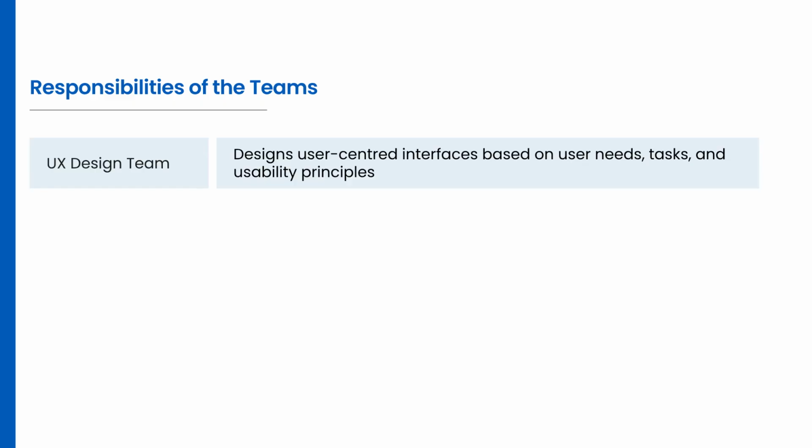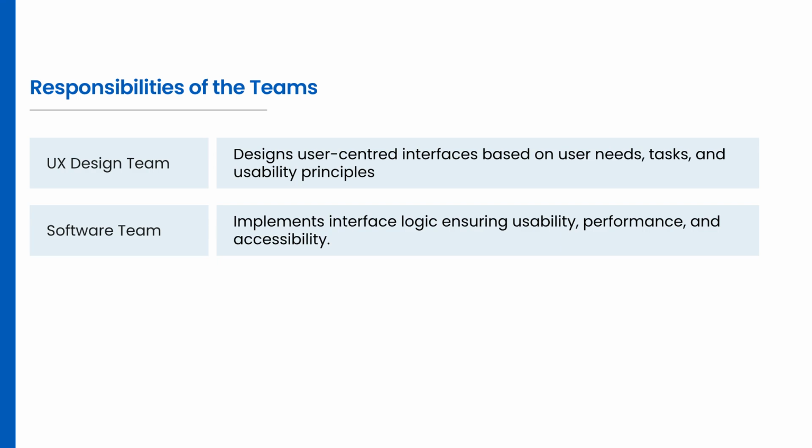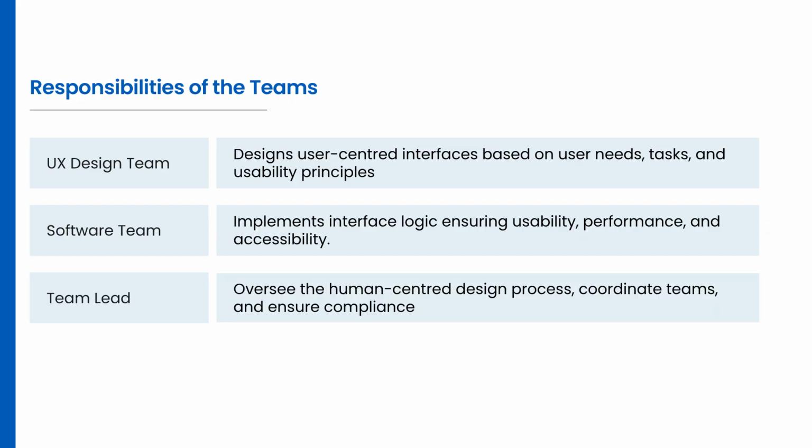In a human-centered design process, each team has a clearly defined responsibility that must be followed. The UX design team must design user-centered interfaces based on user needs, tasks, and usability principles. They have to ensure that the experience is intuitive, efficient, and aligned with real user behavior. The software team must implement the interface logic while ensuring usability, performance, and accessibility requirements are met. They have to translate design into a functional and reliable system. The team lead must oversee the entire human-centered design process, coordinate between teams, and ensure that all activities comply with ISO standards and project requirements.